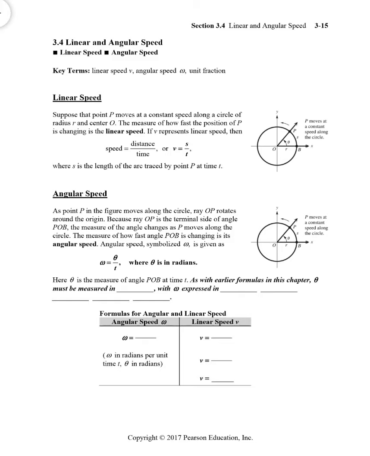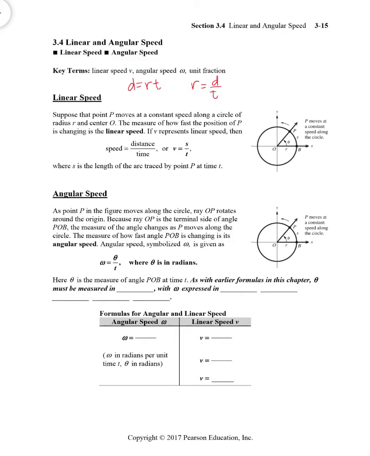This is section 3.4 on linear and angular speed. Let's review a little bit. If you remember, distance is equal to rate times time formula. And do you remember how we could solve this for the rate by dividing both sides by the time? So then the rate is equal to the distance over the time.